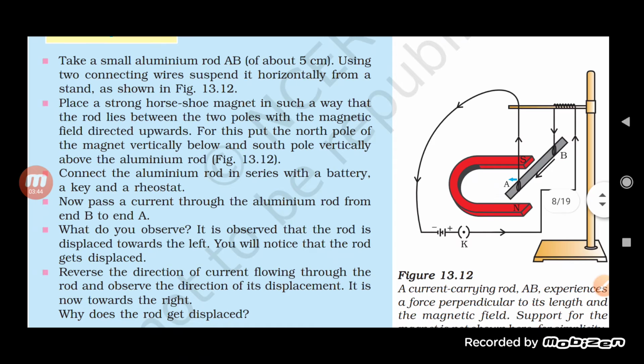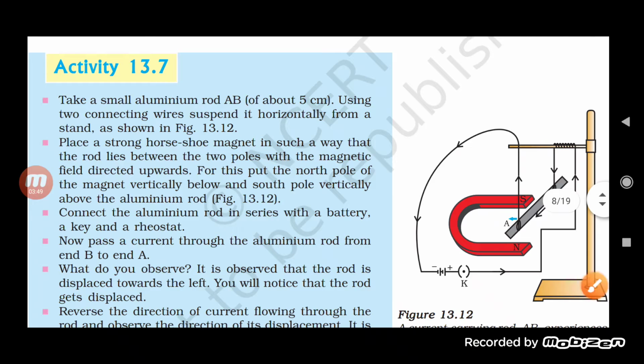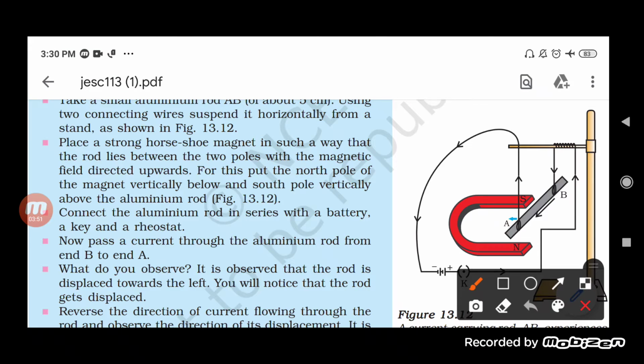As you can see here in the picture, student, we have taken a small aluminium rod, about 5 cm. There are two connecting wires connected to it, and because of this it is suspended horizontally from the stand. This is the stand, and these two are the wires which have connected this aluminium rod. We have suspended it in such a way that it hangs horizontally.